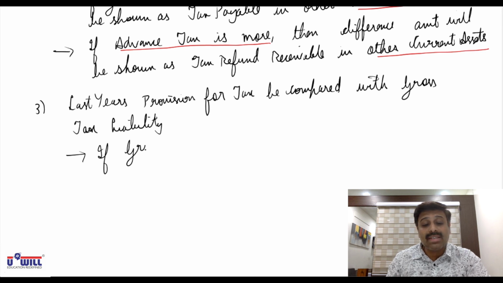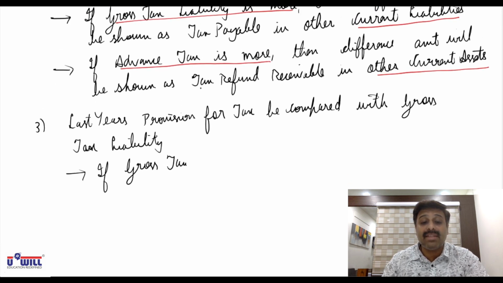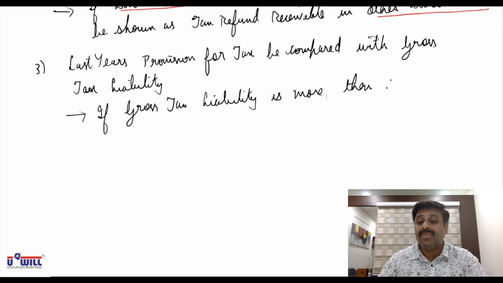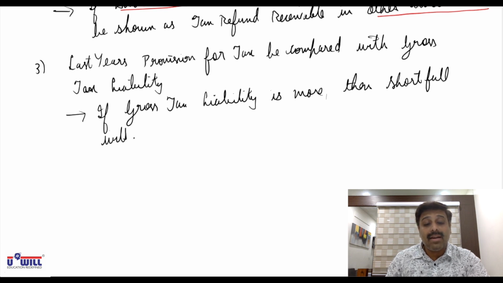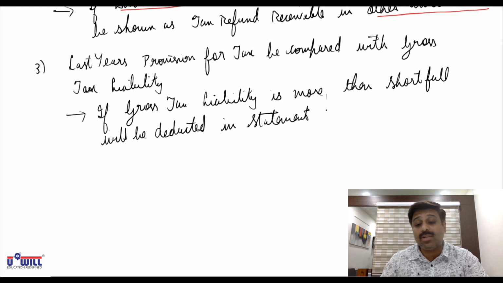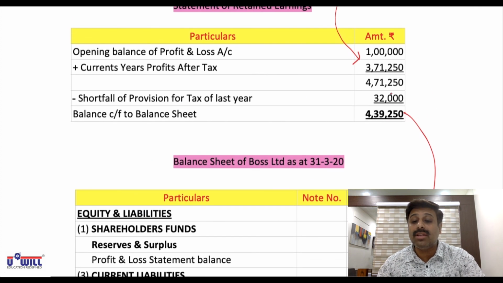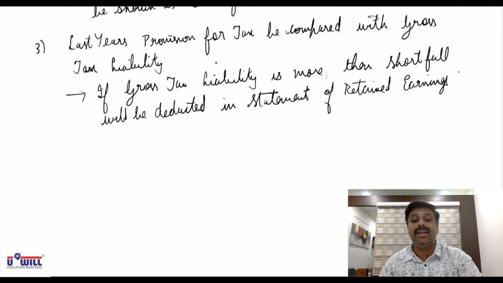If gross tax liability is more, just like the previous thing, it means we have created less provision in the last year, then the shortfall will be deducted in the statement of retained earnings. Shortfall will be deducted means we will provide that amount in the current year, so it will be deducted in the statement of retained earnings. That is what we have done in this question. Gross tax liability was 1,52,000. Provision was only 1,20,000. So what did we do with this 32,000? We have subtracted that in the statement of retained earnings.